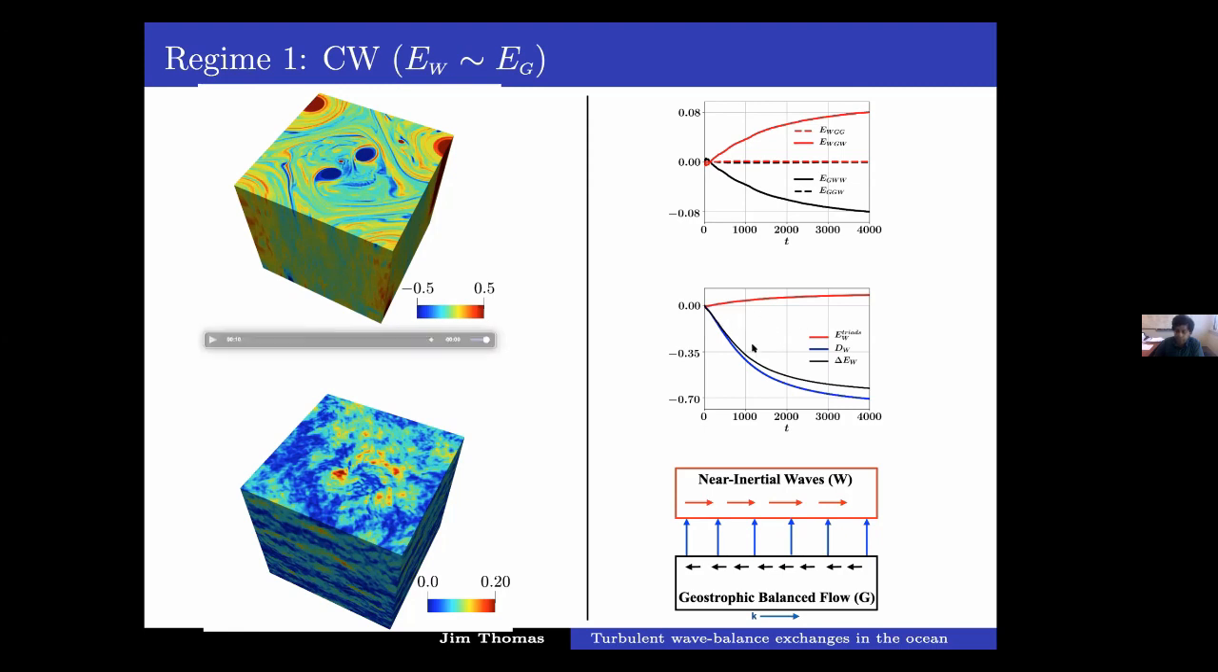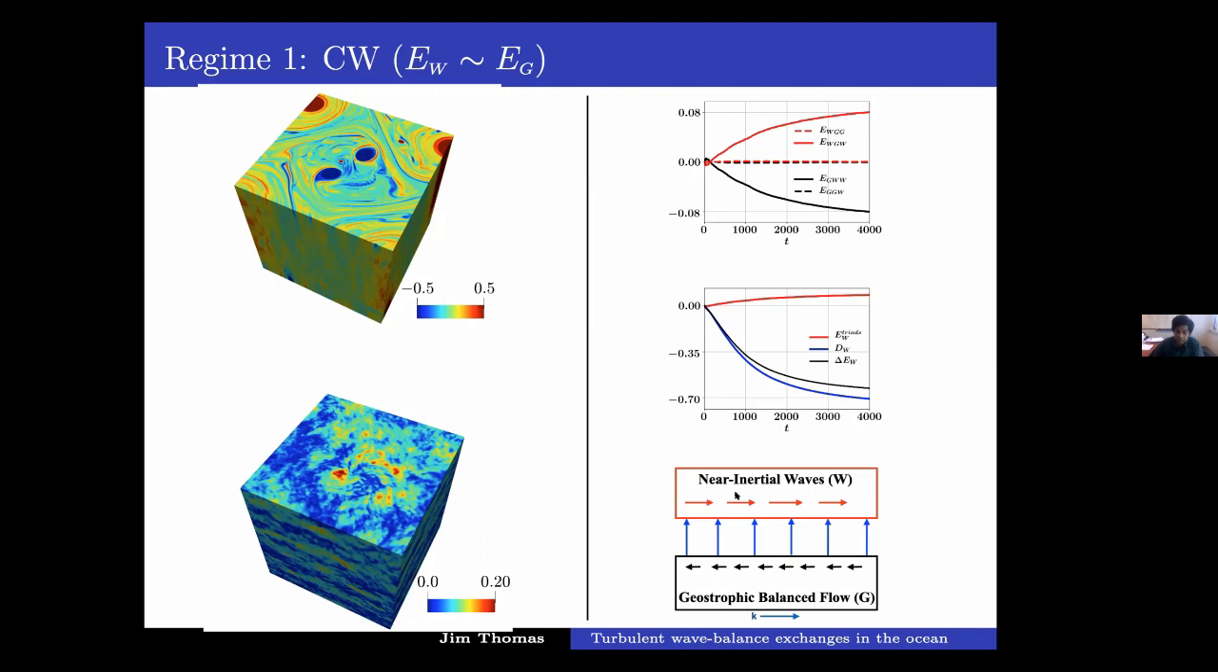This figure shows us the energy budget of the wave field. A blue curve is showing us the wave energy dissipation. So in this particular parameter regime, about 70% of wave energy is getting dissipated in the interior parts of the ocean. And all of this was done to get this energy transfer diagram.